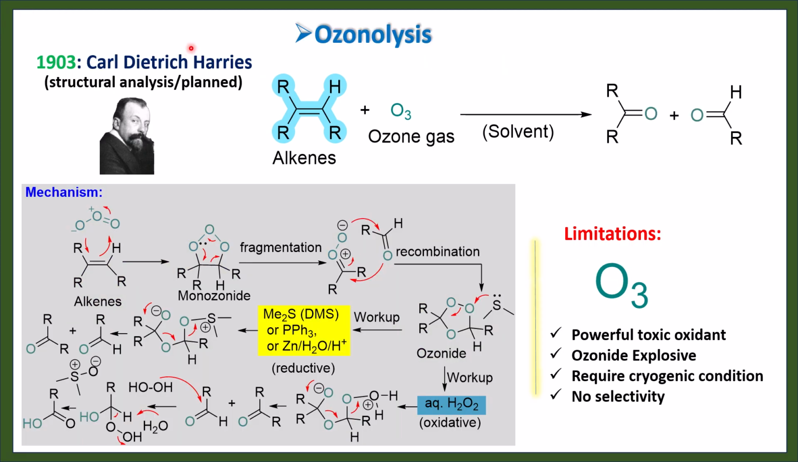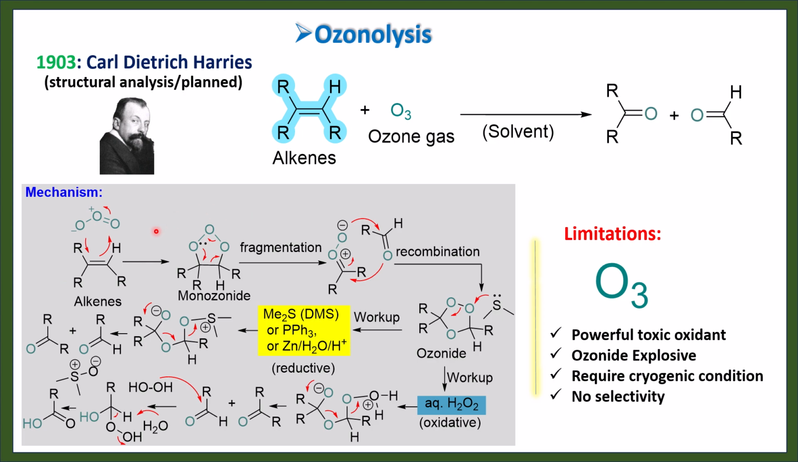Now we'll discuss another interesting oxidation reaction of alkenes, ozonolysis. In 1903, Carl Dietrich Harries performed ozonolysis reactions with different unsaturated hydrocarbons to analyze their structure, and he found that if an alkene is treated with ozone in solvent, it gives two different types of carbonyl compounds. And how does this mechanism happen? Here the alkene reacts with ozone.